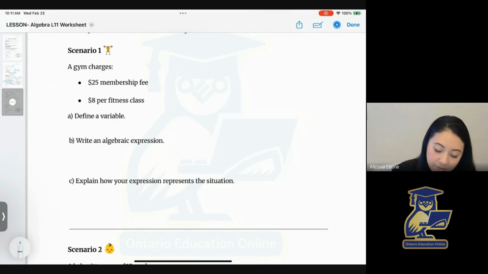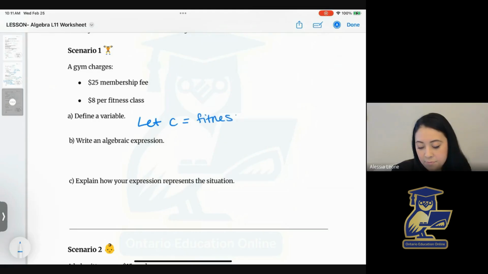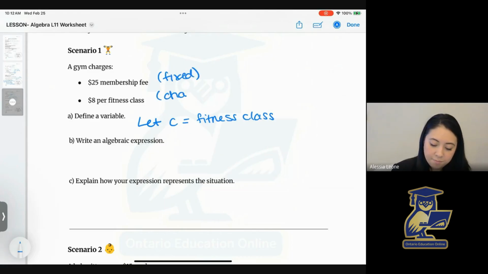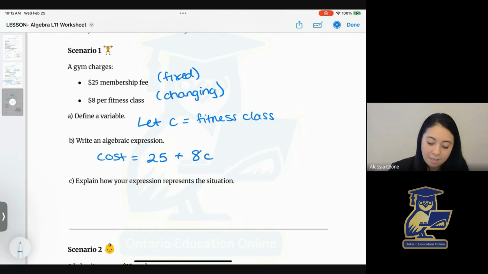So let's define a variable. So we have let C represent our fitness class. Right? $25 is our fixed cost, and this is changing. So the changing one is our variable. Now we will write an expression. So our total cost will be the $25 plus $8 per class.